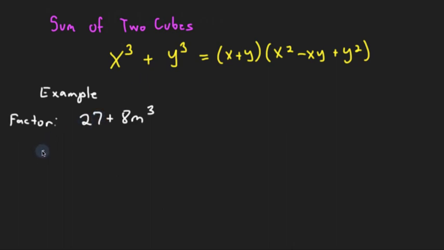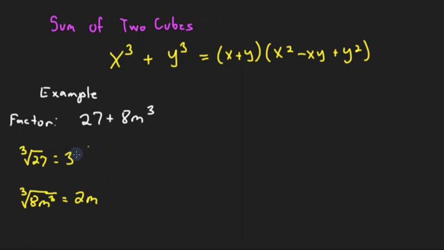They are perfect cubes if we can get their cube roots. So let's see. The cube root of 27 is equal to 3, right? 3 times 3 times 3 is 27, so this is a perfect cube. How about 8m cubed? That's a perfect cube because its cube root is 2m, right? 2m times 2m times 2m is equal to 8m cubed.